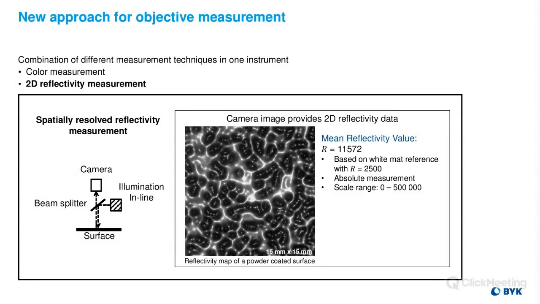And so by assigning a reflectivity value to every pixel in this image and then averaging them, we arrive at the mean reflectivity value, which for the surface pictured here is 11,572.